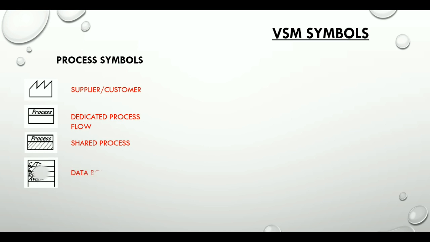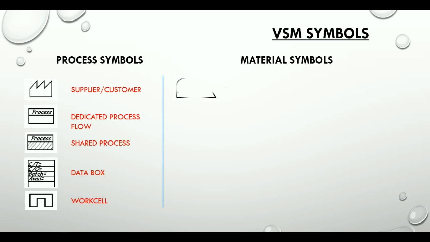Next one is a data box icon. It goes under other icons that have significant information, data required for analyzing and observing the system. The last one is the work cell icon. It indicates that multiple processes are integrated in a manufacturing work cell. So these were the process symbols. Let's move on to material symbols now.